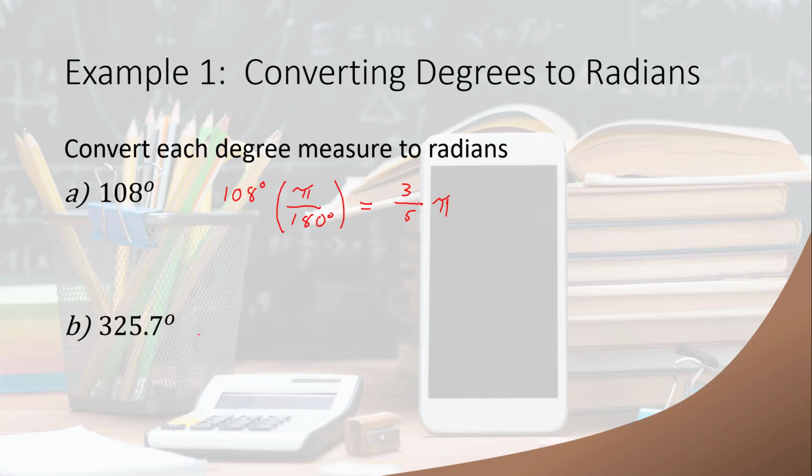Now for the second one, we can't come up with an exact measure, but we can approximate this, and we are going to approximate this to the 4th decimal place. So for this one, we will take 325.7 and multiply that by pi divided by 180 degrees. Of course, we'll need a calculator for this, and if we knock this out on our calculator, we should get 5.6845.